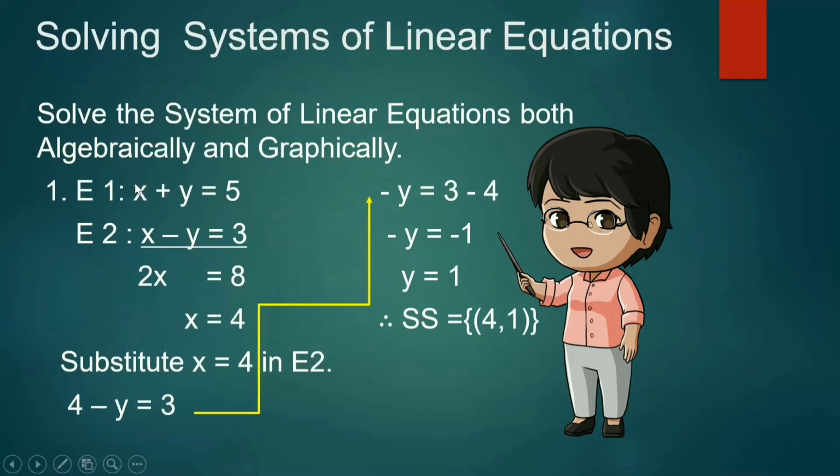So we add: x plus x equals 2x, and then 5 plus 3 is equal to 8. Dividing both sides by 2, we have x is equal to 4. And substituting 4 in equation 2, we have 4 minus y is equal to 3. Then solving for y, we have y is equal to 1. And the solution set is the ordered pair (4, 1).